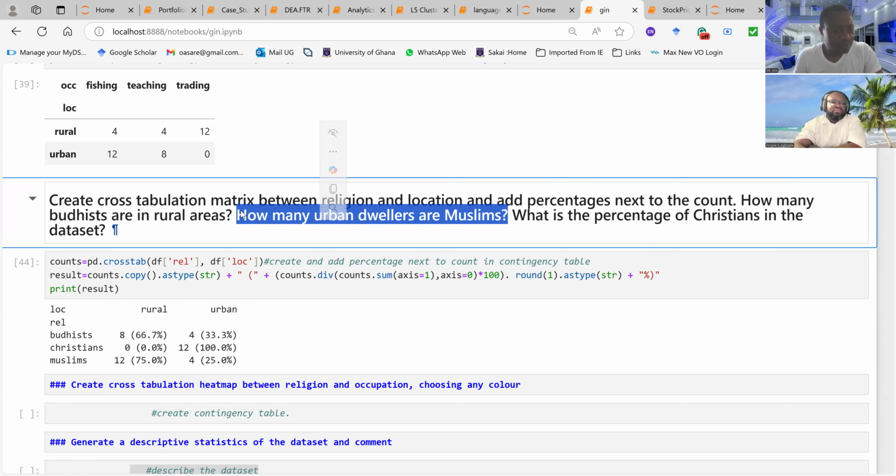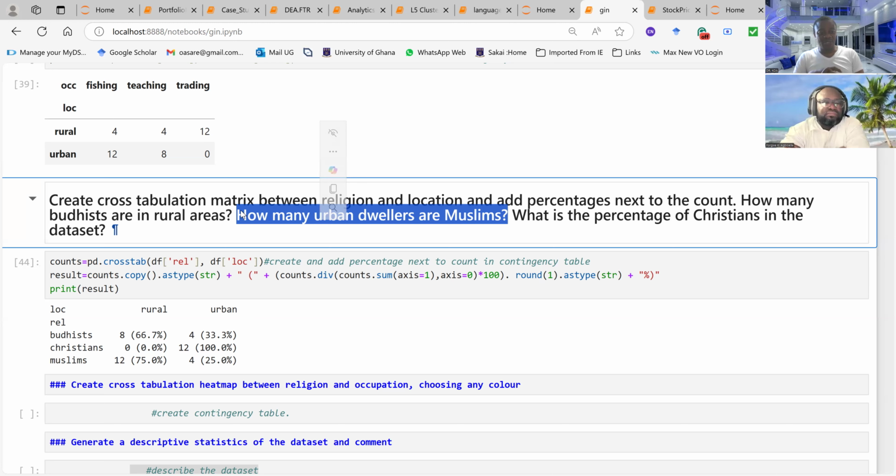How many urban dwellers are Muslims? What answer will you give? 4, which is 25%. And what is the percentage of Christians in the data set? I think that question is a very naive question, right? 100%. Yeah, it's 100%, but the actual number is 12.